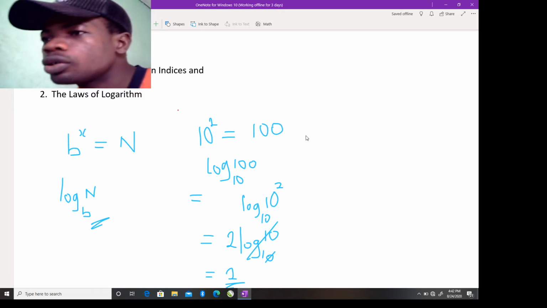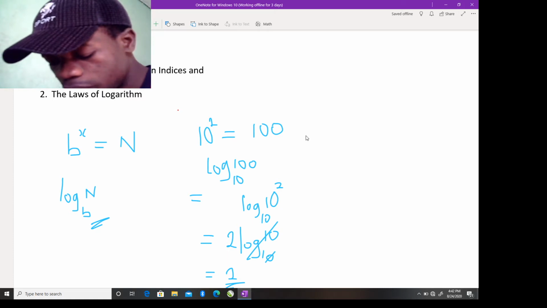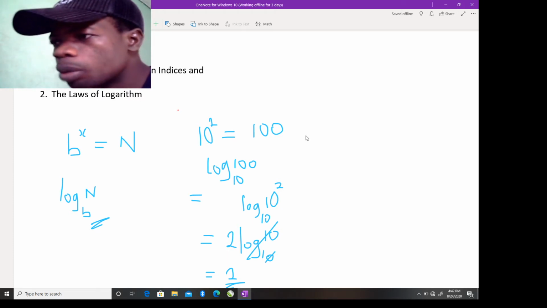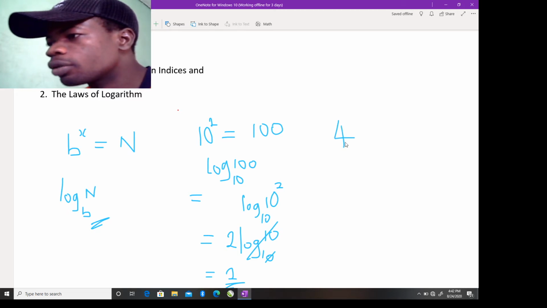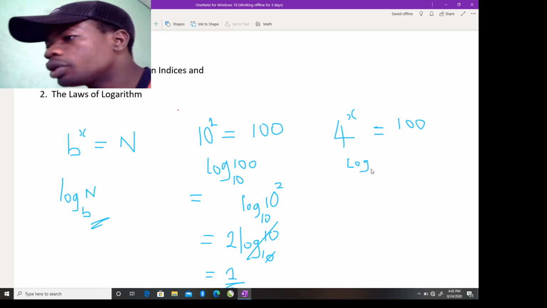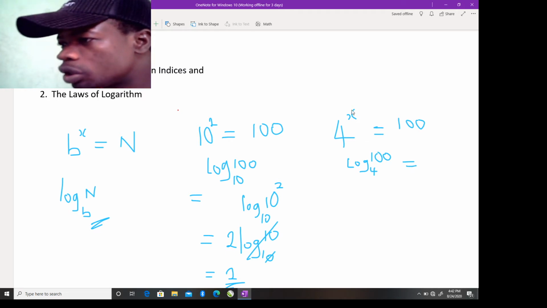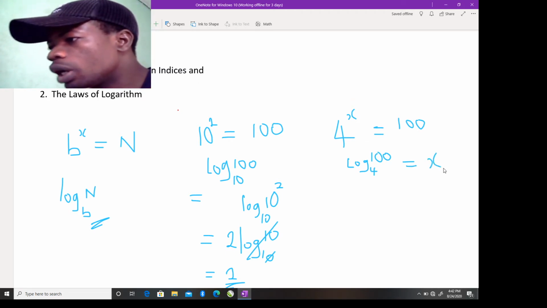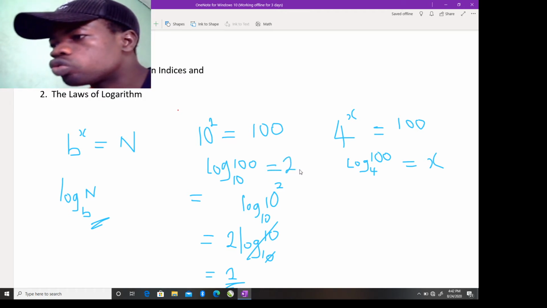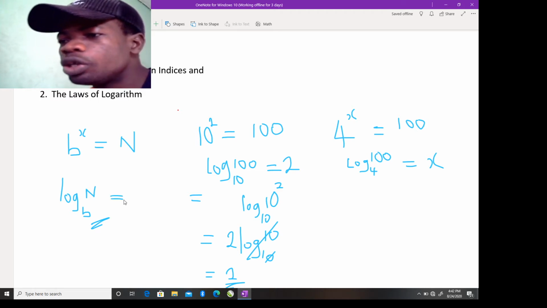Now let's talk about the laws of logarithm. Okay, before that, let's express 4 raised to power x, which is equal to 100. If you are to express this in logarithm form, you are going to be having log. This one is a base 4. You have 100. That must be equal to this power. I did not write that before, but note that this should be equal to this x.